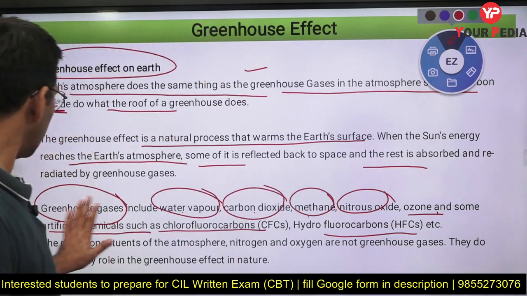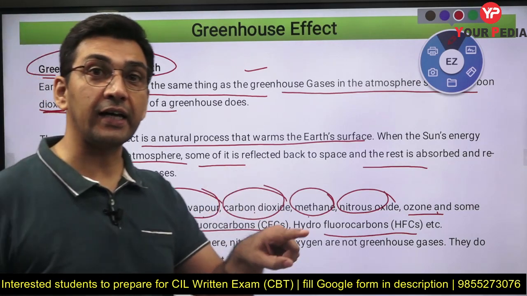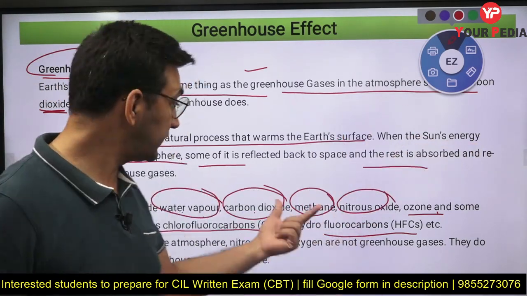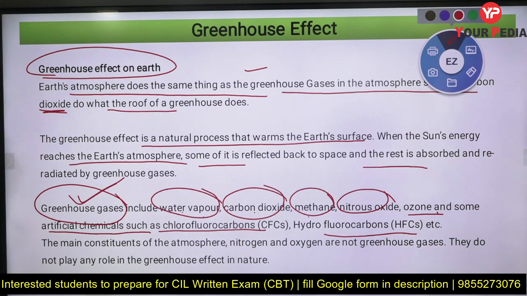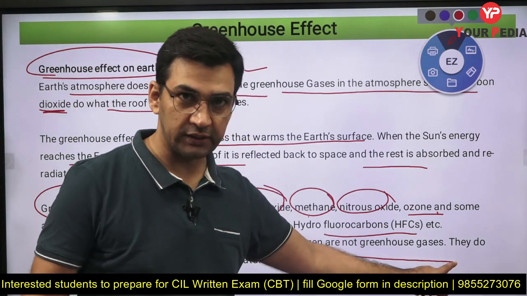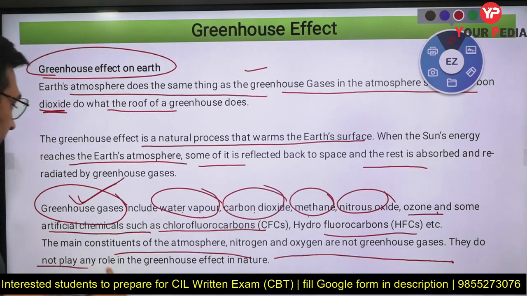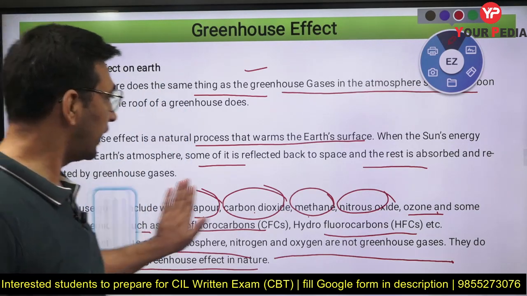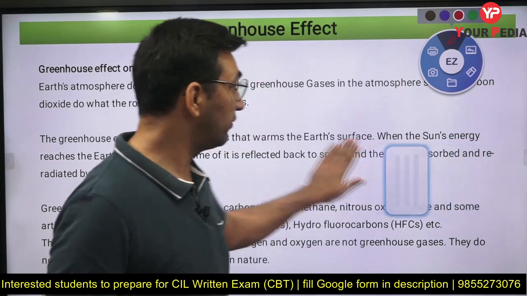So all these gases basically behave in the same way as the glass behaved in the greenhouse. That is why these gases are called greenhouse gases. Okay. The main constituents of the Earth's atmosphere, nitrogen and oxygen, are not greenhouse gases. As I told you, they don't behave that way. They do not play any role in the greenhouse effect. Okay. So this is a basic part, how the Earth's atmosphere can also behave.